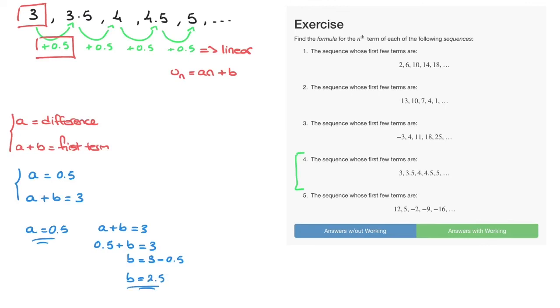Now we have both coefficients, A and B. And so we can now go ahead and state that this sequence has a formula Un equals 0.5n plus 2.5. And there we have it. That's this sequence's formula.